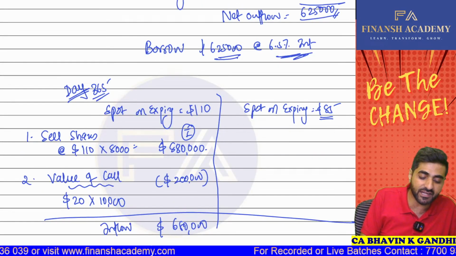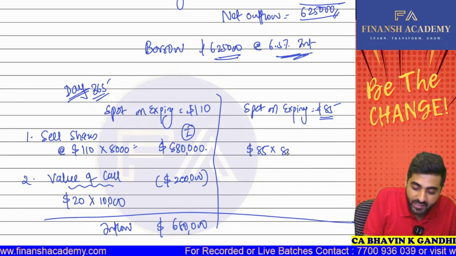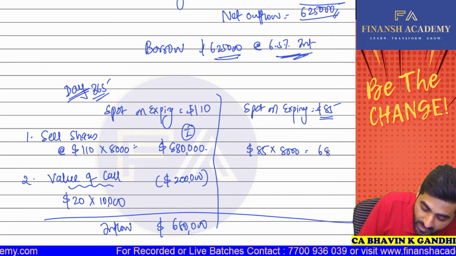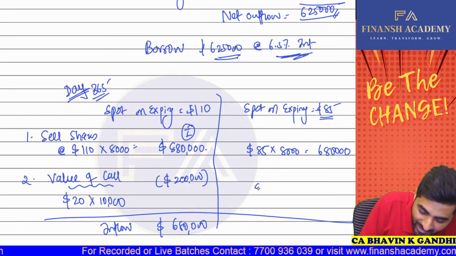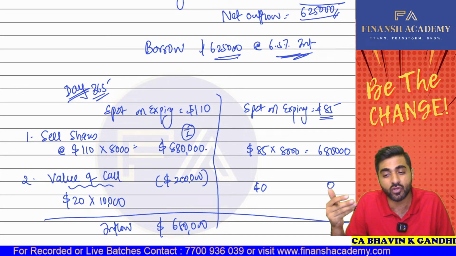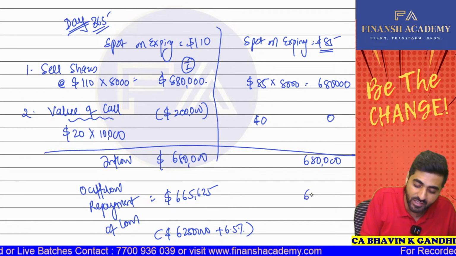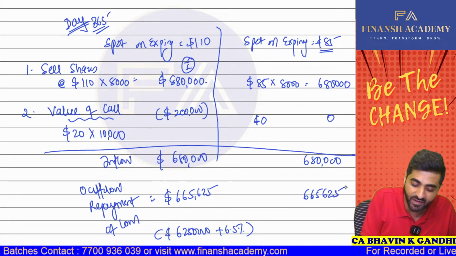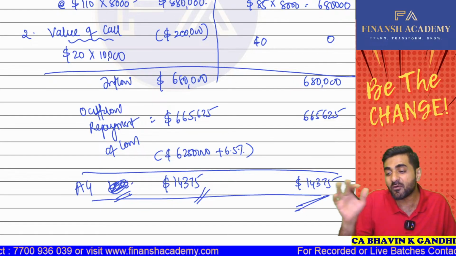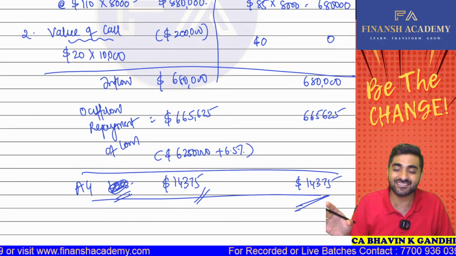The same thing will apply here. When the spot on expiry is 85, I'll be selling shares at $85 into 8,000. So this will now be 85 into 8,000, that is 6,80,000. Value of call option at that time is zero, because it's going to be out of the money. So there is not going to be any loss for the option writer. So your inflow will be 6,80,000 and your repayment of loan is 6,65,625. Ultimately, my dear students, there is an arbitrage gain of 14,375. So come what may, are you still going to earn the arbitrage gain? Come on, yes or no? Then the answer is yes, sir.